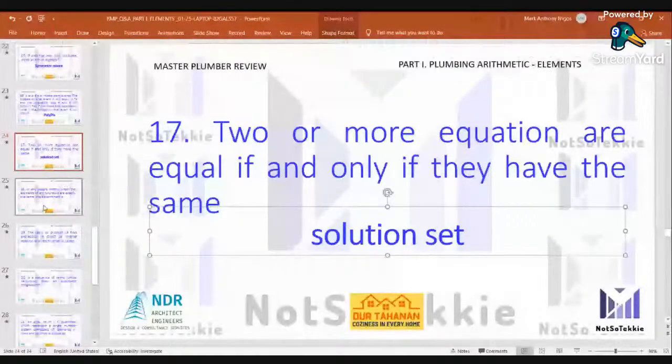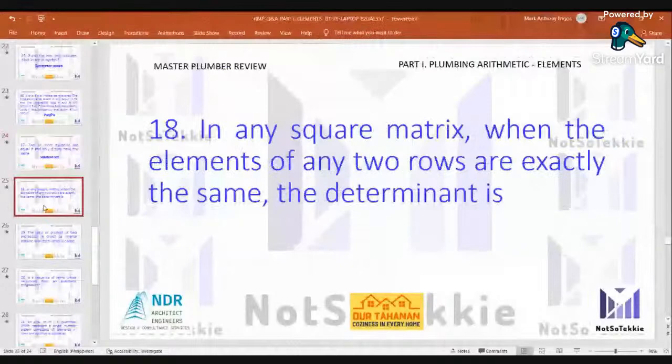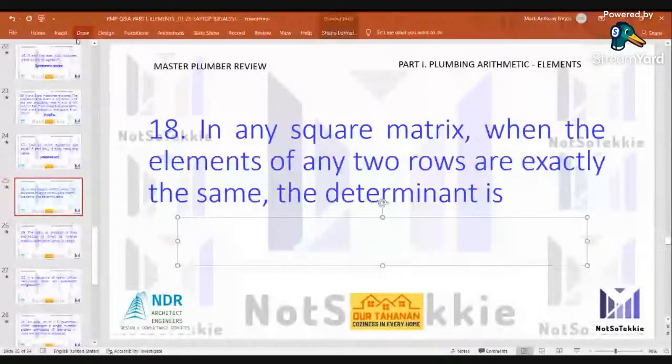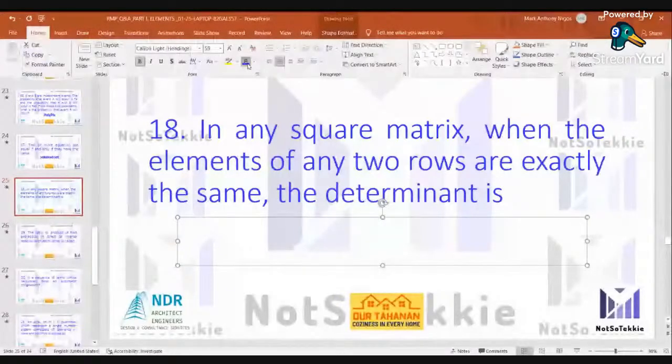Number 18. In any square matrix, the elements of any two rows are what? Answer is 0. In any square matrix, when the elements of any two rows are exactly the same, the determinant is 0.